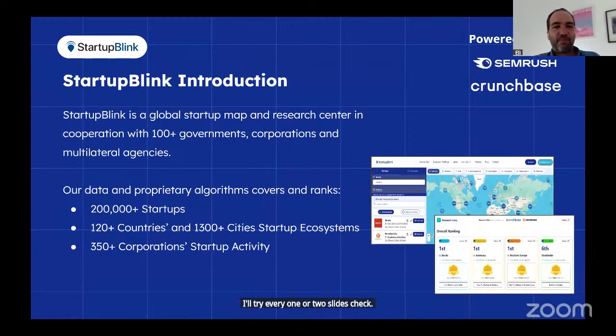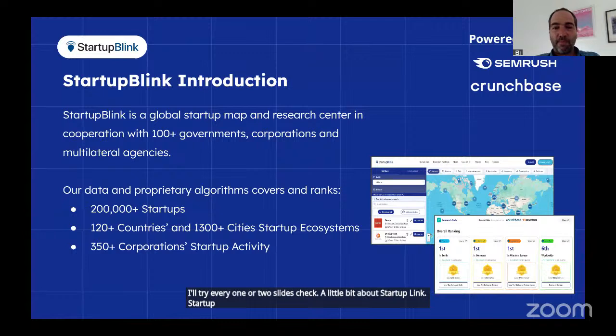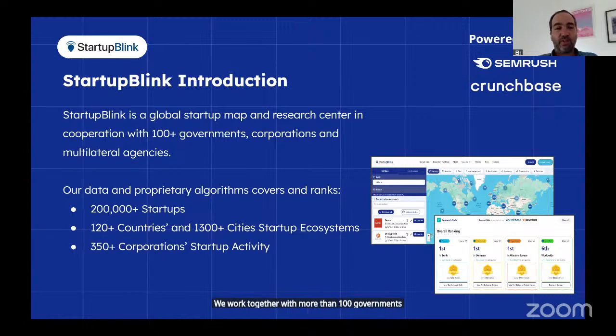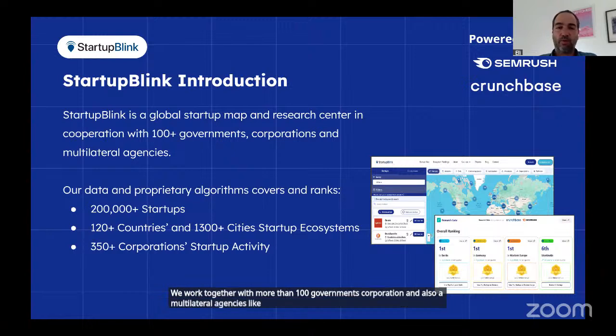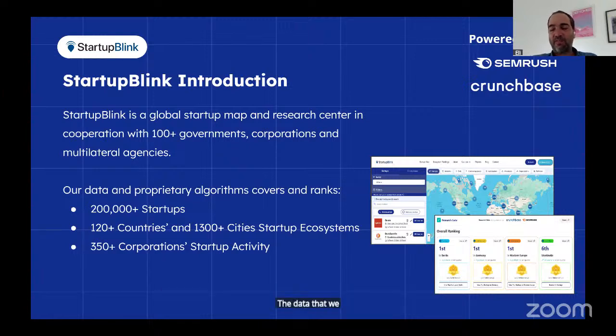A little bit about StartupBlink. StartupBlink is a global startup map and research center. We work together with more than 100 governments, corporations, and also multilateral agencies like the UN and the World Bank and so on to research ecosystems, to develop them, and figure out what's going on in the world of innovation. It's always interesting. The data that we have and our algorithms are covering more than 200,000 startups.